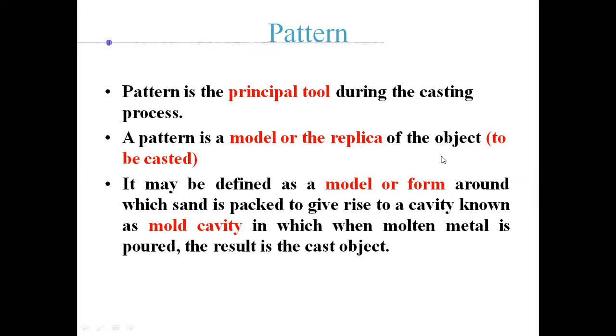It may be defined as a model or form around which sand is packed to give rise to a cavity known as mold cavity, in which when molten metal is poured, the result is a cast object, right? It's very simple. You keep the pattern, pour the molding sand, ram it, right? And once it is done, you'll take out the pattern so that the inside cavity, the pattern will give the shape to that mold cavity. So that's your pattern. Very simple.